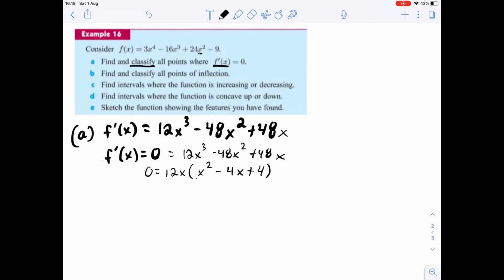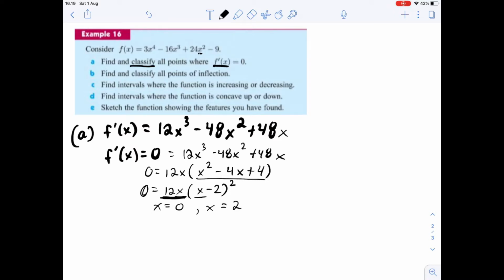All right. Now I can factor this. So, 12x times x minus 2 squared. If you're not sure how to do that, you need to go back and review factoring. And that's going to be equal to 0. So either this factor can be 0, in which case x would be 0, or you set x minus 2 equal to 0, and that would be x is equal to 2.